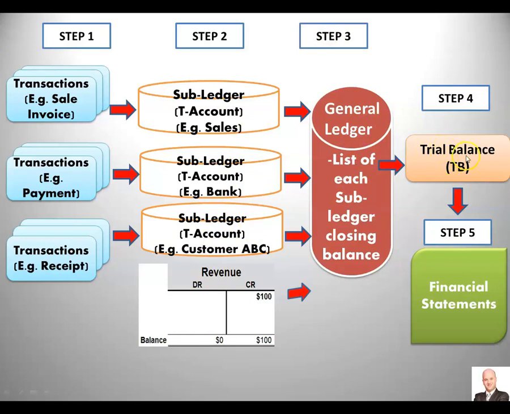Then the trial balance will allow us to make sure that the total of debits and credits balances, they are exactly the same. And then we use those balances to build up the financial statements. So that concludes the accounting cycle.